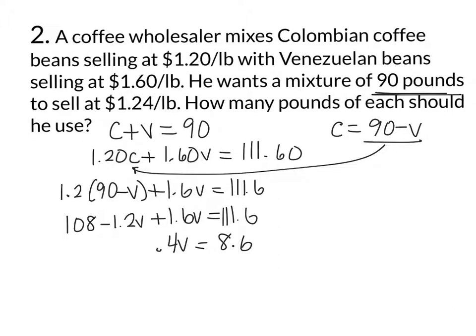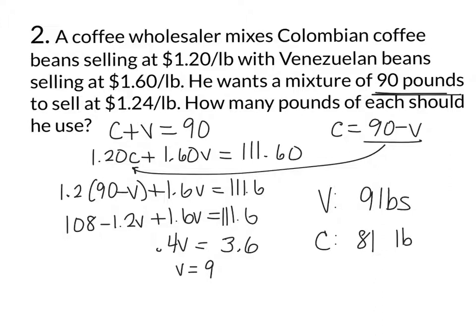No, not 8.6. Sorry, that's wrong. Well, that's going to be 3.6. That's much better. We divide both sides by 0.4. V would be equal to 9. So what does that mean? Well, that means we have 9. We always have to label 9 pounds. And if you wanted to actually write pounds, because that does look like 91, you can. And Colombian, then, if we want a total of 90, that would mean 9 pounds of Venezuelan and 81 pounds of Colombian.